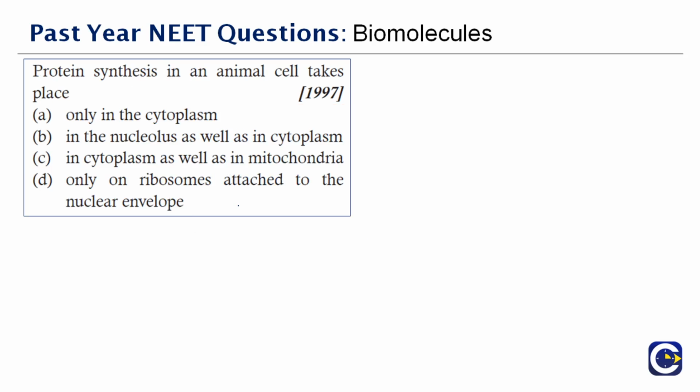Okay, next question here. Protein synthesis in an animal takes place through dash. Okay, so we all know that when we talk about the endoplasmic reticulum, it has two parts, which is the rough and the smooth endoplasmic reticulum. The rough endoplasmic reticulum synthesizes proteins, and the smooth endoplasmic reticulum synthesizes lipids. Now we are talking about the protein synthesis in an animal takes place in dash.